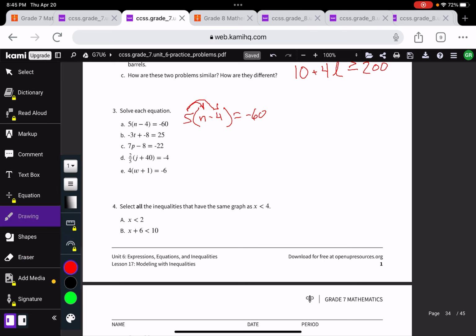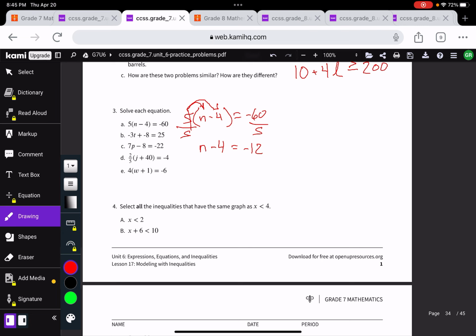But anytime I can see that this number and this number work well together, in other words, the left number can go into the right number evenly without leaving any remainder, I personally think I want to divide each side by 5. 5 divided by 5 is 1. 1n minus 4 is just an n minus 4. 60 divided by 5 is 12. A negative 60 divided by 5 is a negative 12. Now I just have something minus 4 equals a negative 12.